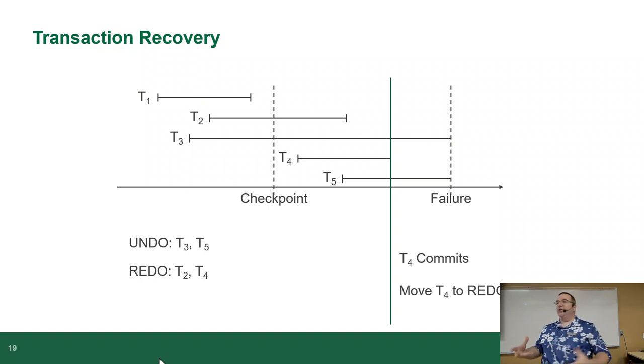But failure means the server has had a critical failure. Whatever caused that failure, power outage, hard drive, out of memory, out of disk space, insert whatever reason here, the whole thing just shits the bed. Everybody's now having a bad day. Transaction three and five never finished. Therefore, they have to be undone.